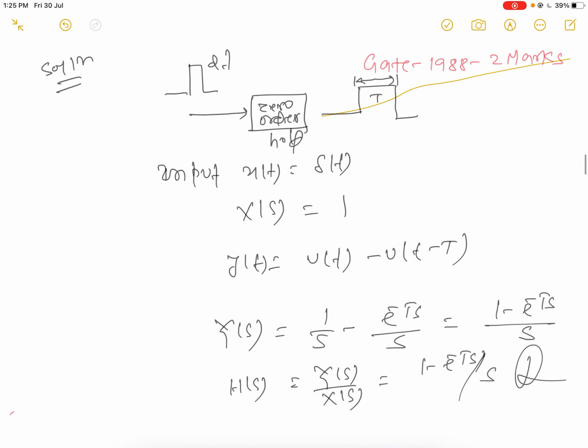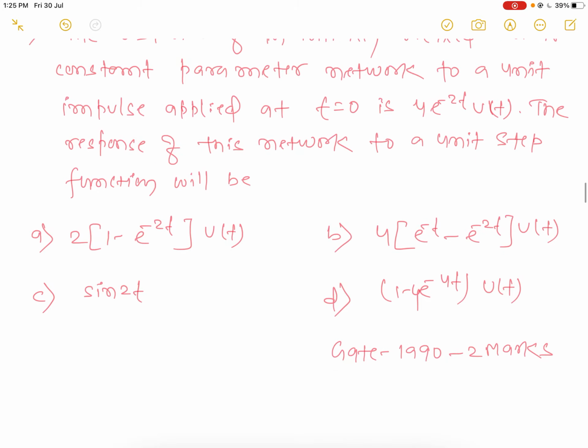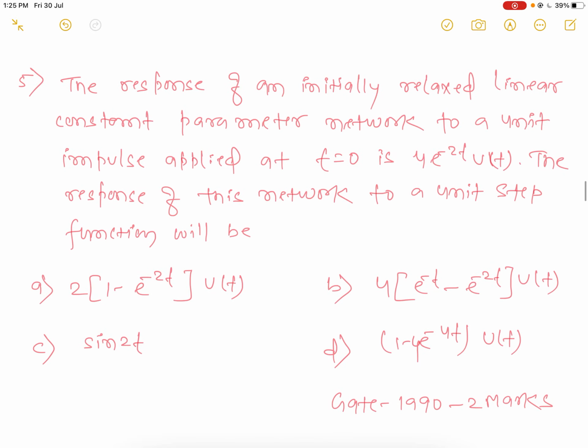Now comes to the next question. The next question is: the response of an initially relaxed linear constant parameter network to a unit impulse applied at t equal to 0 is 4 e to the power minus 2t u(t). The response of this network to a unit step function will be, see, h(t) is given, wait.